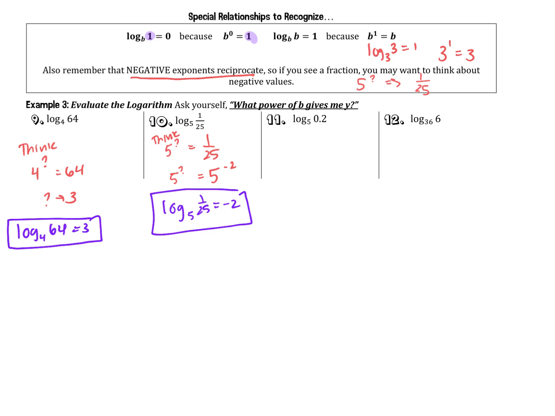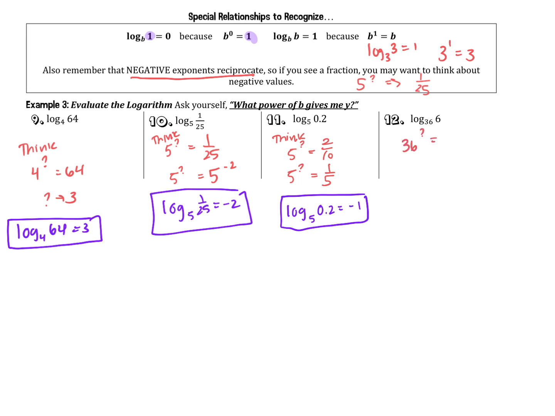Okay, hopefully you've had time to pause the video and work through this. What we're thinking on number 11 is 5 to what power is 2 over 10. 0.2 is 2/10. Well, let's go ahead and simplify that. 2 over 10 simplifies to be 1 over 5. What's going to make me reciprocate this? A negative exponent. And since I want to just move the 5 to the denominator, log base 5 of 0.2 is going to be equal to -1, because 5 to the negative first power is going to give me 1/5.